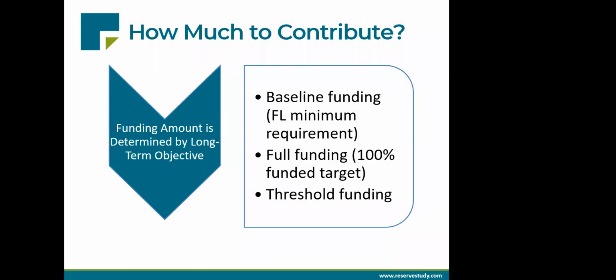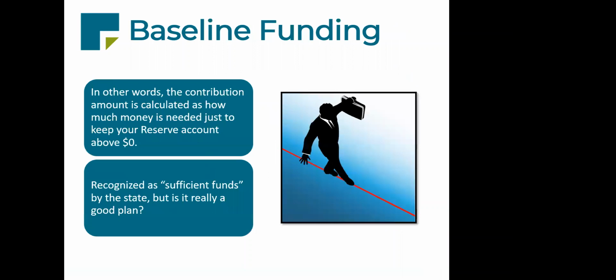Now, that leads me to a very important point. There are absolutely some differences of opinion out there over what is considered to be a safe level. Basically, there are three possible funding objectives that people talk about, which are called baseline funding, full funding, and then threshold funding. I'll break each one of these down in that order, starting with baseline funding.